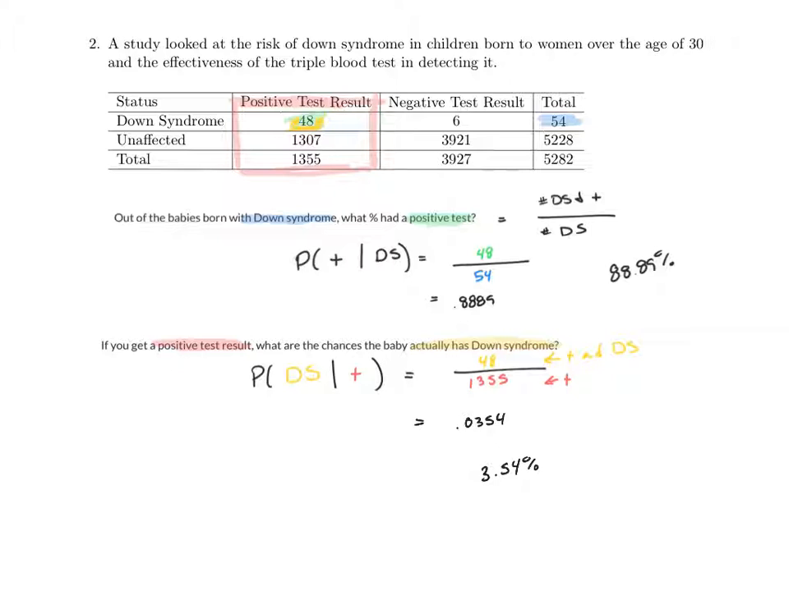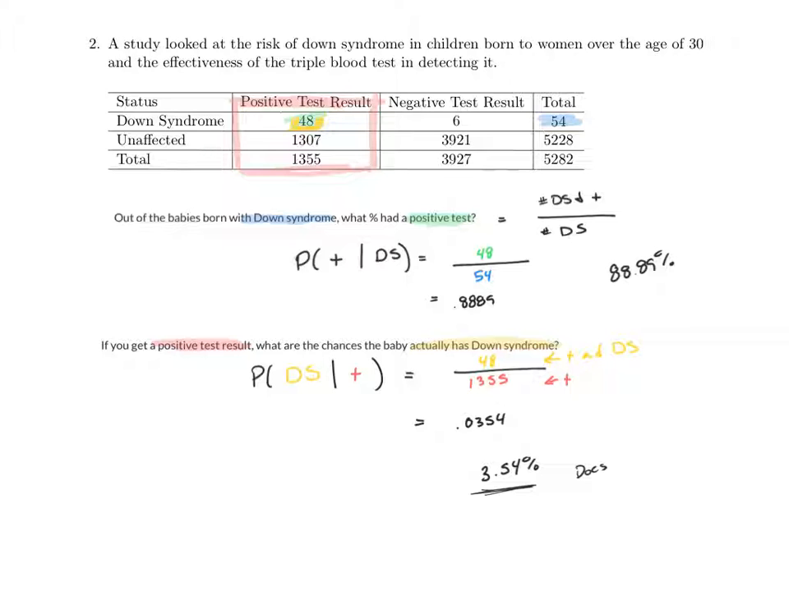And second question here, okay, so if you go in and get a positive test result, what are the chances the baby doesn't have Down syndrome? Well, if there's a 3.54% chance the kid does, chances they don't would be right around 96.46%. So if you get a positive test result on this test, it actually looks like it's way more likely that your kid's born without Down syndrome than that child's actually born with it.